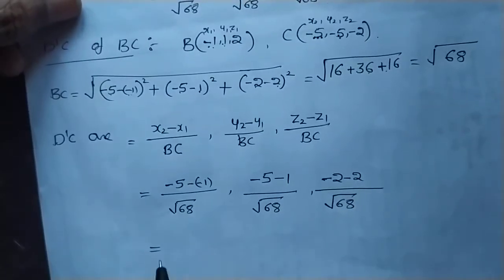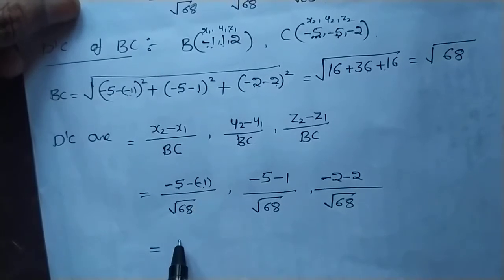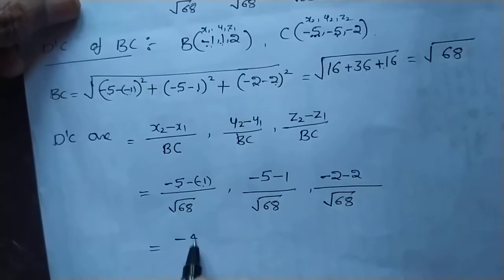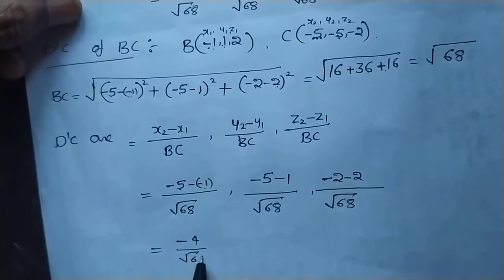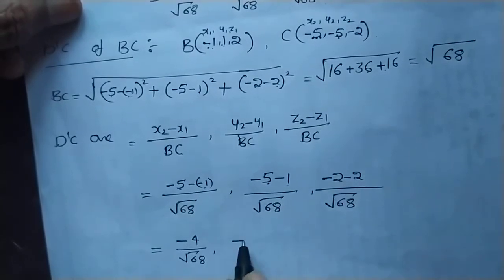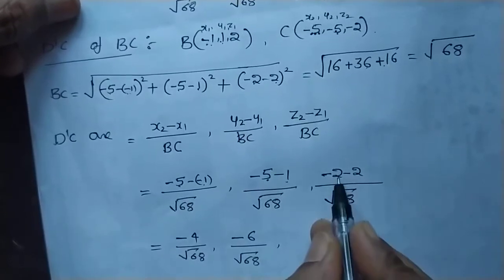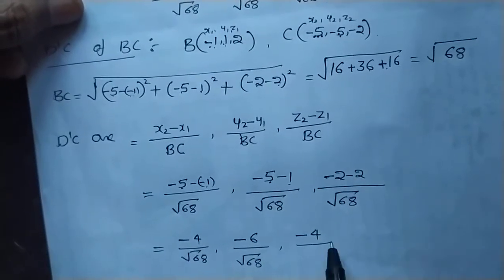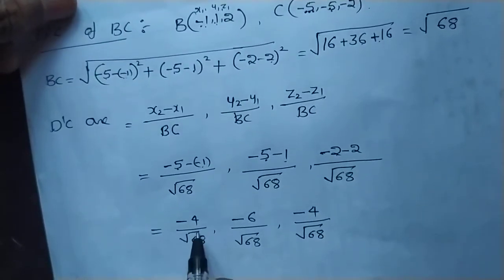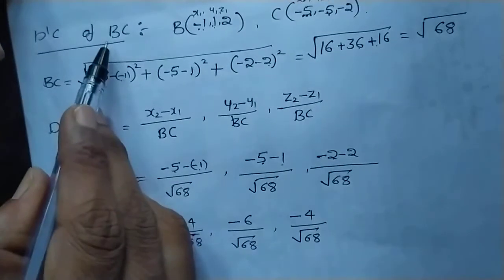That equals minus 5 minus of minus 1, which is minus 5 plus 1, minus 4, divided by square root of 68. Next, minus 5 minus 1 is minus 6 divided by square root of 68. Next, minus 2 minus 2 is minus 4 divided by square root of 68. This is the direction cosines of BC.